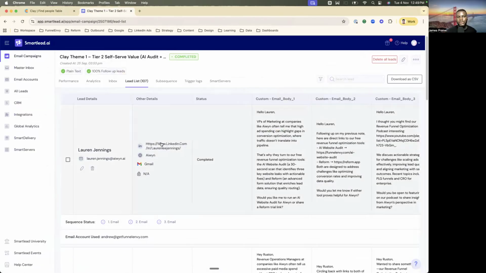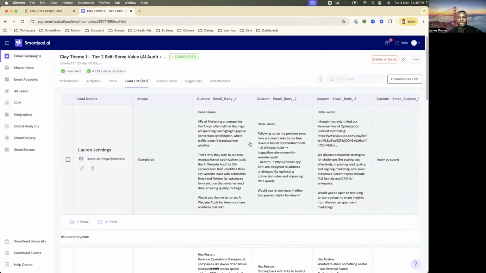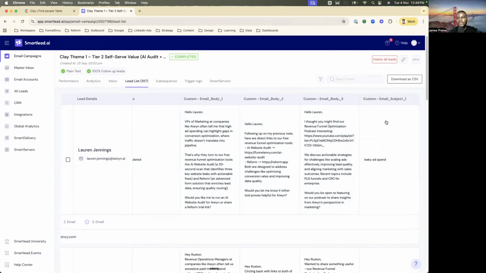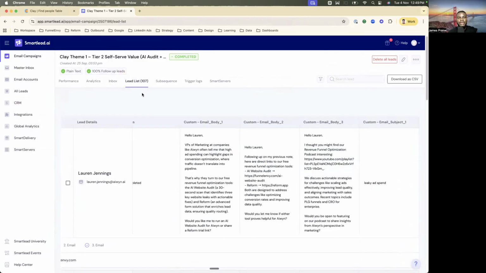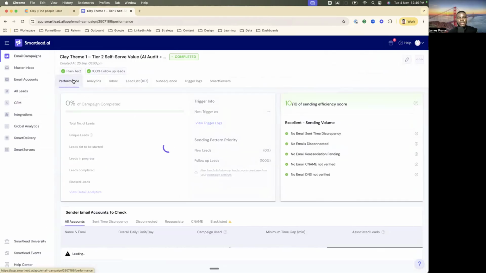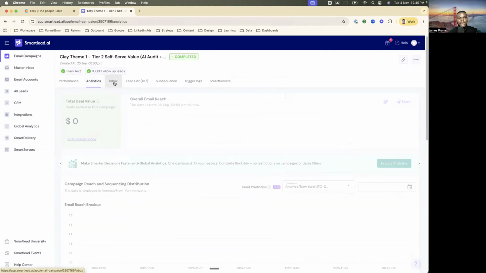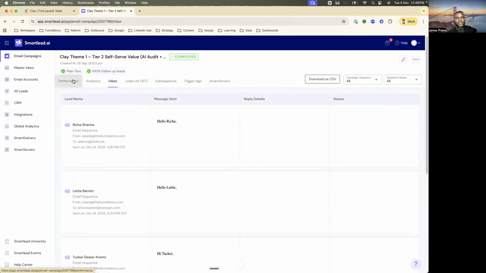So this is actually what it looks like in Smartlead. For every lead that I have in the sequence, it gathers the detail, and this campaign is actually completed. So it sends, hi Lauren, blah, blah, blah. So email one, email two, email three, and then this is the subject line. And this was the email that was sent out. And in terms of performance, the campaign was completed. I got, I think, 10 replies thereabouts, and this is the inbox.